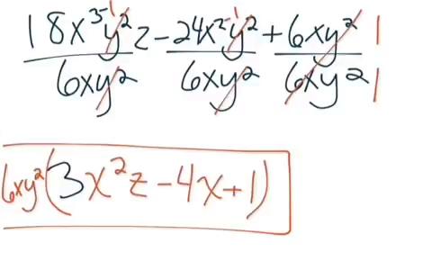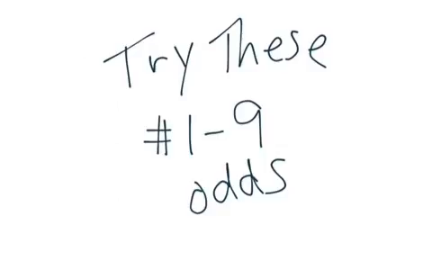Now to double check yourself, you want to look on the inside here and ask, are there any greatest common factors I have missed? Doesn't look like it, so I would say we're done. Try these, do number 1 through 9, only the odds.